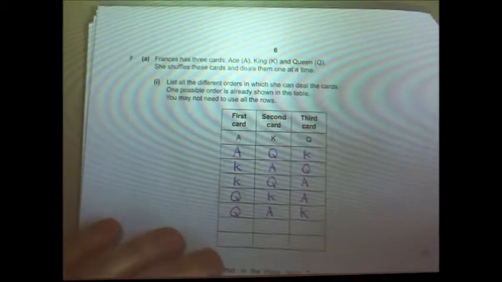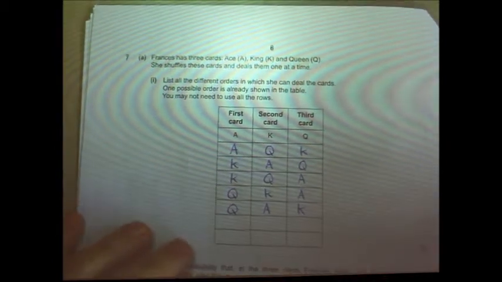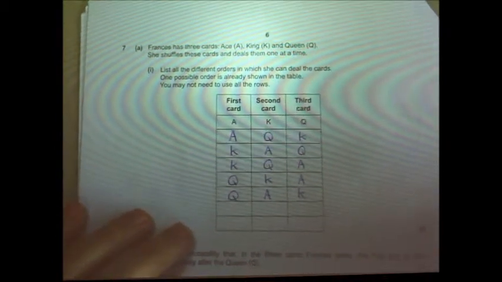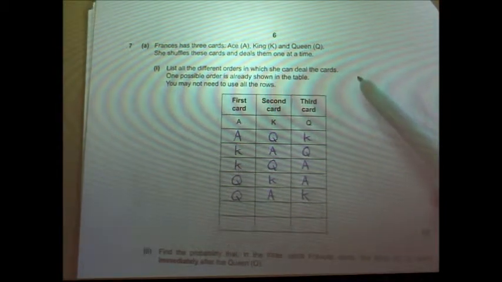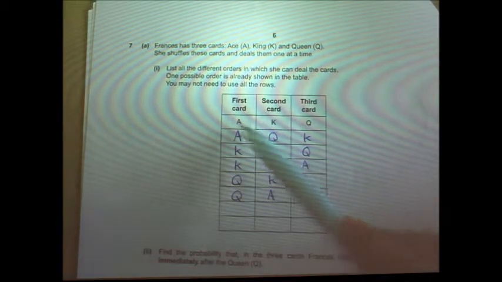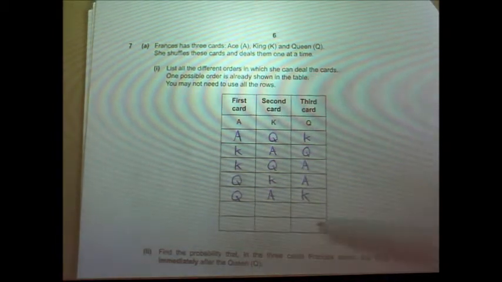Francis has 3 cards, an ace, king and a queen. She shuffles these cards and deals them one at a time. List all the different orders in which she can deal the cards. A possible order is already shown, so ace, king, queen. You may not need to use all the rows.